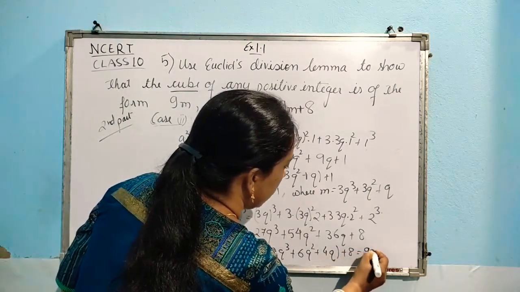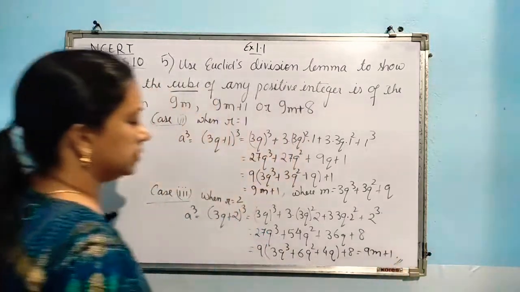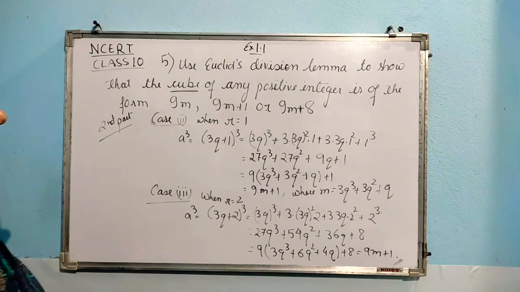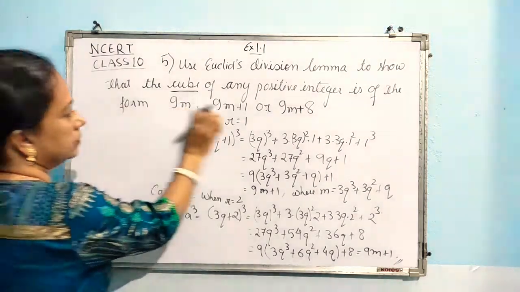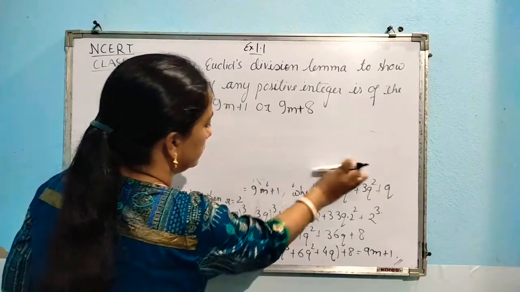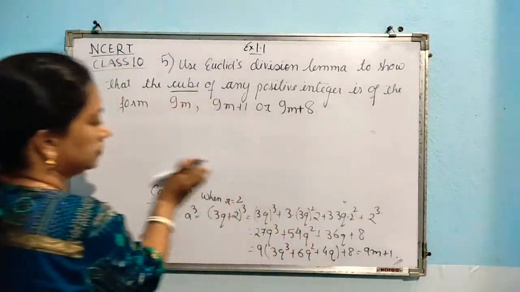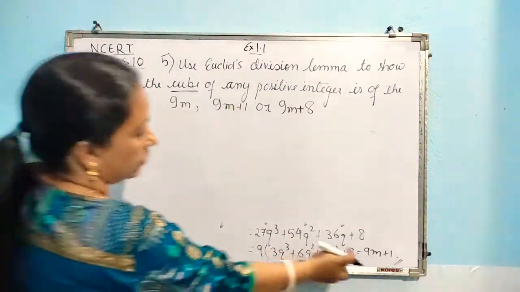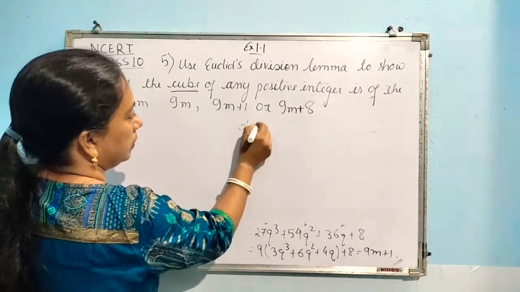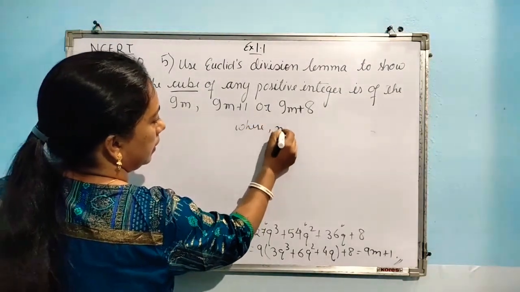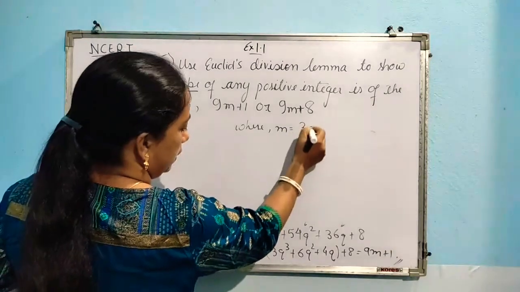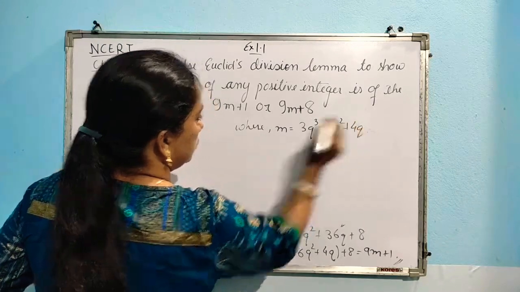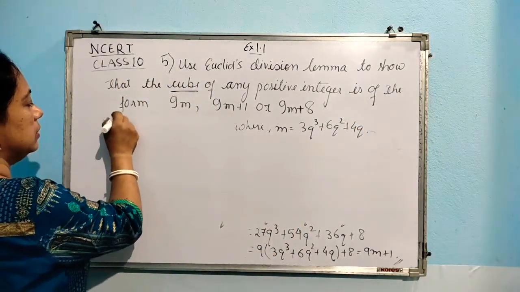So where it is 9m plus 1 earlier, here it is 9m plus 8. You just take down up to this one. After this just write one line where m is equal to 3q cube plus 6q square plus 4q. This is the third part.